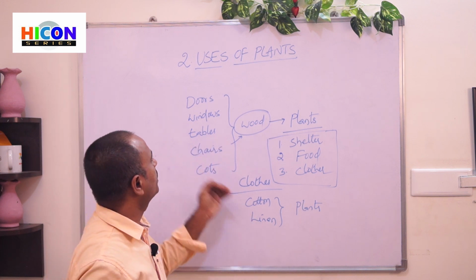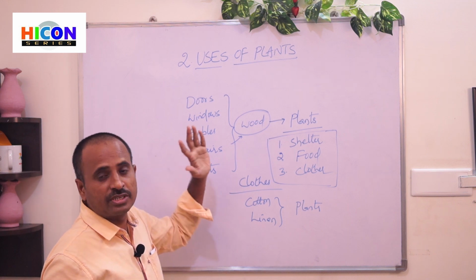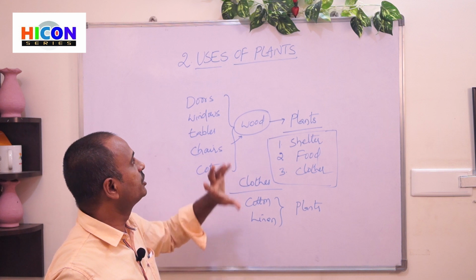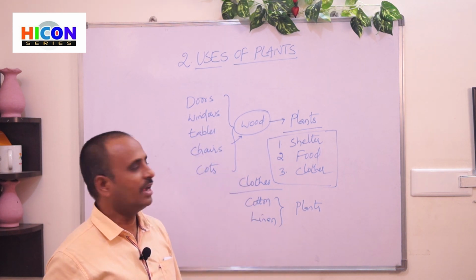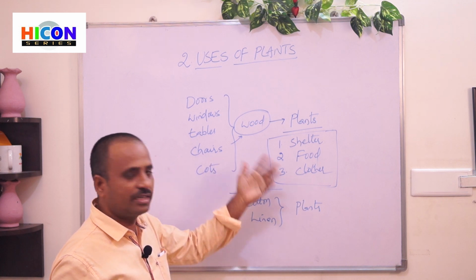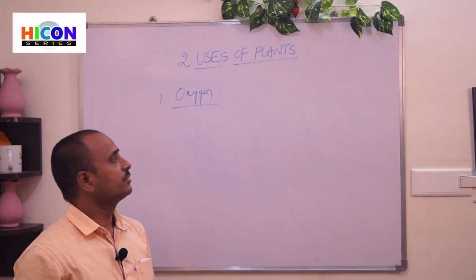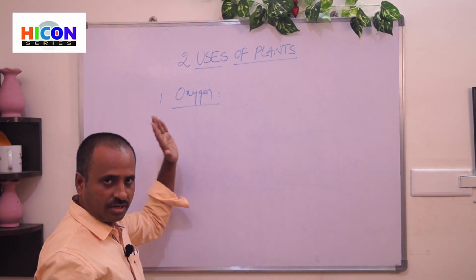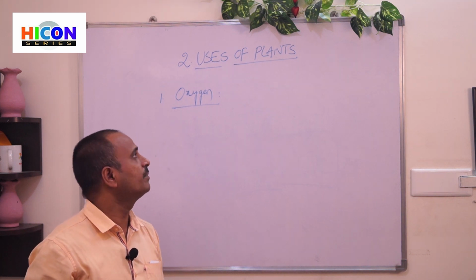So in this chapter, let us discuss in detail about each use of plants. Especially, plants give food, plants give shelter, and plants give clothes to wear. So children, the first use of plants is oxygen. There are different types of uses from the plants.